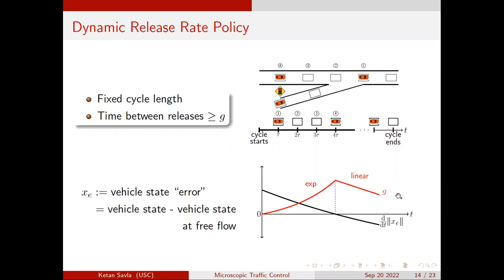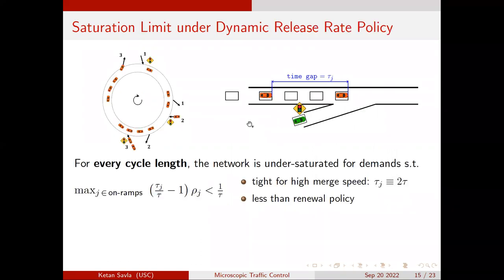So this gap is shared, at least for this policy, by all the ramps. And for high values of G, it slows down the release of vehicles from all the ramps, okay? So the performance of this policy is as follows.